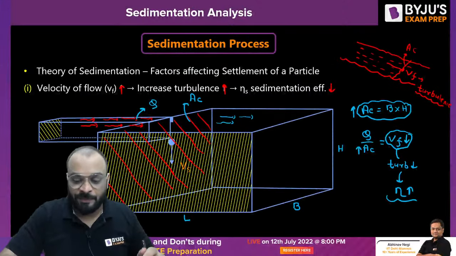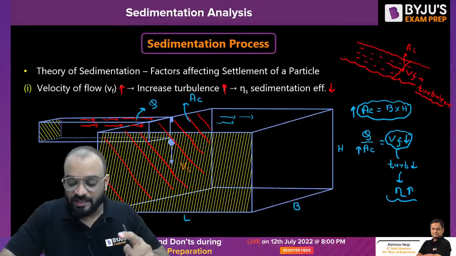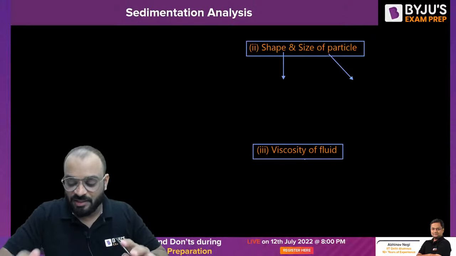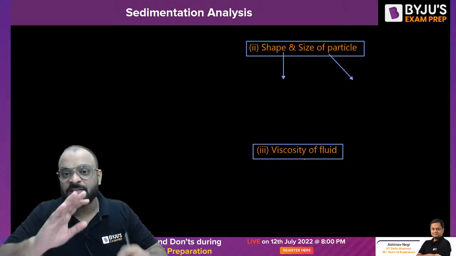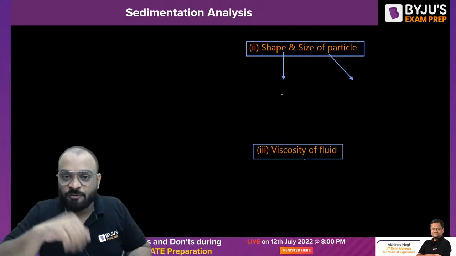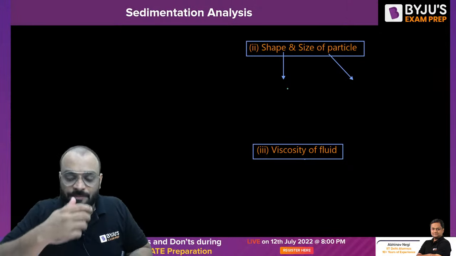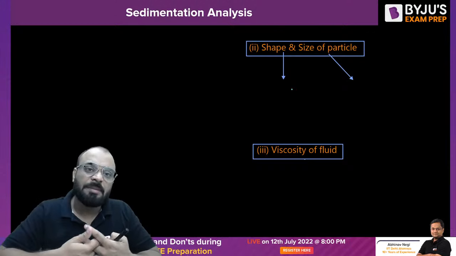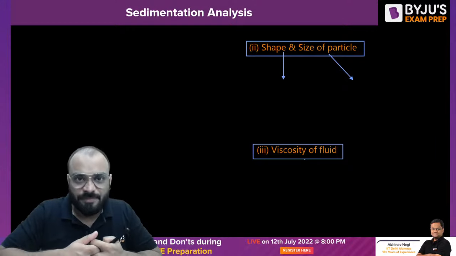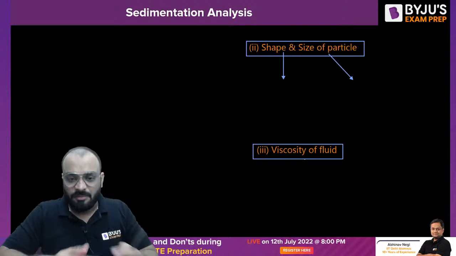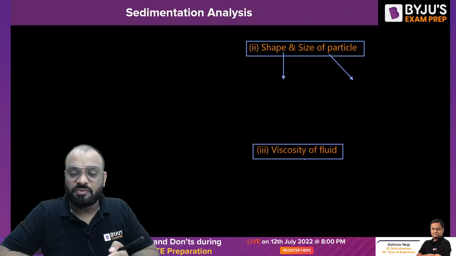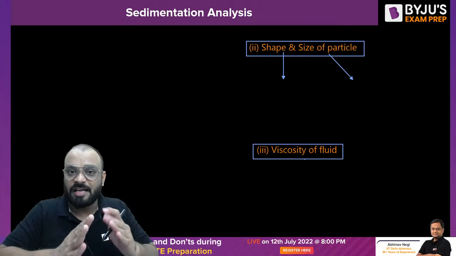Okay, very nice. Now let's understand the next parameter, which is the shape and size of particle. If we talk about shape, in general the shape of the particle can be spherical or it can be a random shape also, right? But at the time of analysis, we consider the shape of the particle as spherical.